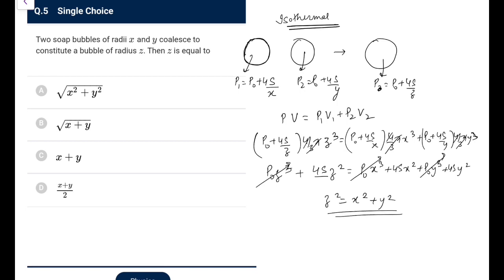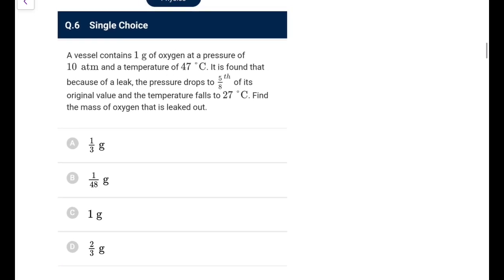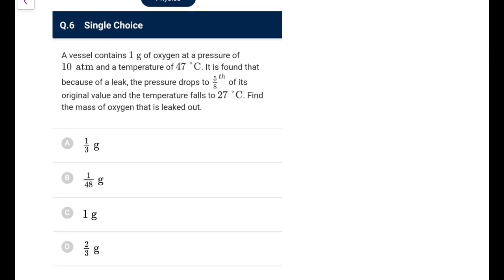But here you will have to take an assumption, otherwise you won't be able to solve the question. So using it, you can write it like this. So the answer becomes option A in that particular case. So you have to assume that they are coalescing inside a vacuum, not in the normal atmosphere that we usually have. Next one, a vessel contains 1 gram of oxygen at this pressure and temperature.